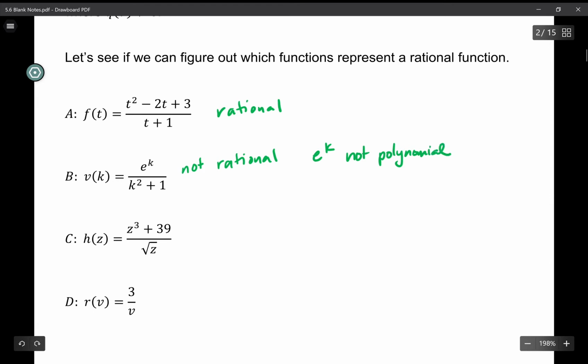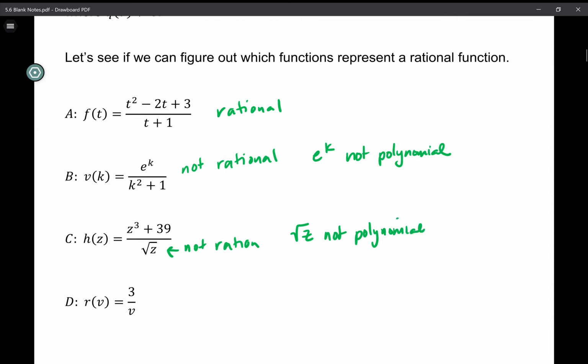All right, let's look at C. Actually, why don't you take a second to look at C and D and decide for yourself if you think those are rational functions. Pause the video. All right, did you come back? Did you get that C was not rational because of the square root of z in the denominator? Remember, square root of z is like z to the 1/2. That's not a whole number exponent. Square root of z is not a polynomial.